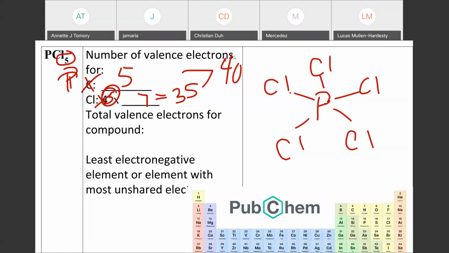All right, so how many electrons are around phosphorus? 40. Wait, no, it's 10. Sorry. There's 5 lines going to the 5 different chlorines. Each one of those lines is 2 electrons. So far we have 10 electrons used up. How many more do we have left? 30. We have 30 that we have to deal with.